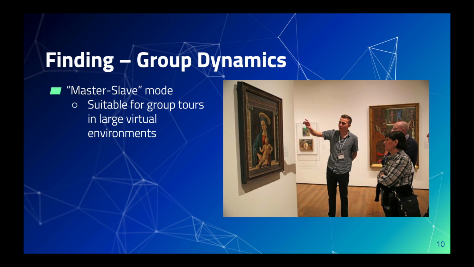Secondly, the master-slave control mode has led to interesting group dynamics. A considerate master user and a talkative slave user tend to engage more than a dominating master and a silent slave. These power dynamics might be suitable for group tours, where an experienced master user can be the tour guide to engage the slave users.